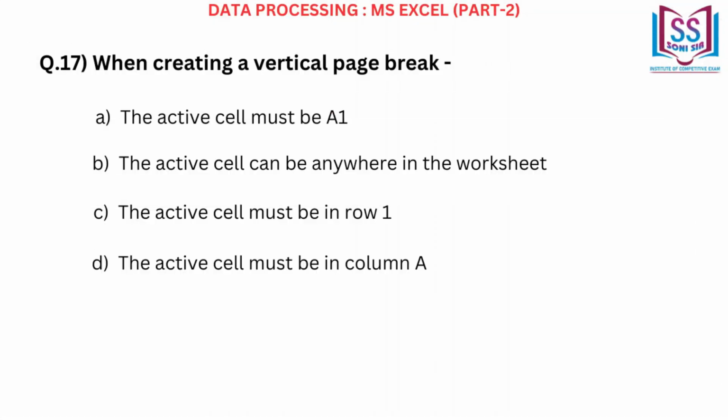When creating a vertical page break, A. The active cell must be A1. B. The active cell can be anywhere in the worksheet. C. The active cell must be in row 1. D. The active cell must be in column A. Correct answer C. The active cell must be in row 1.